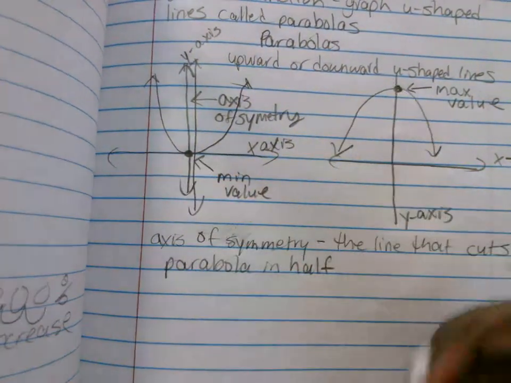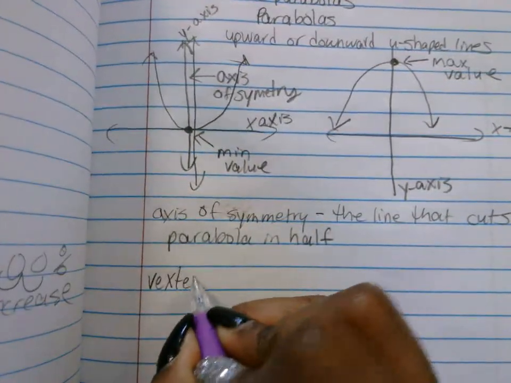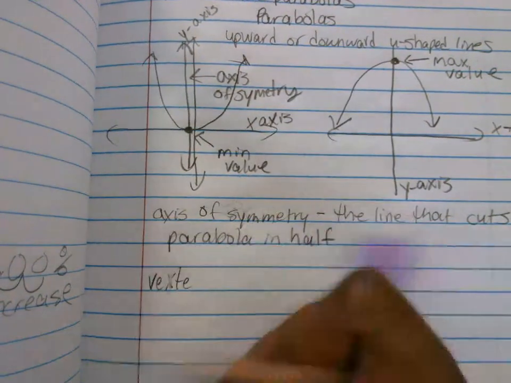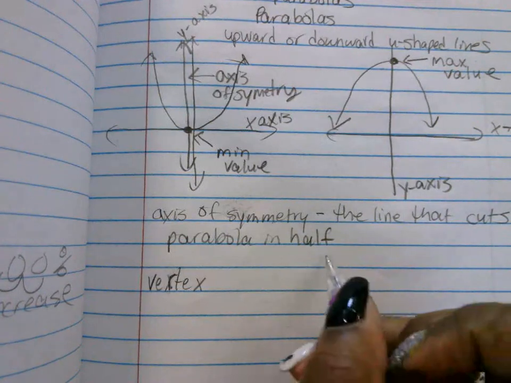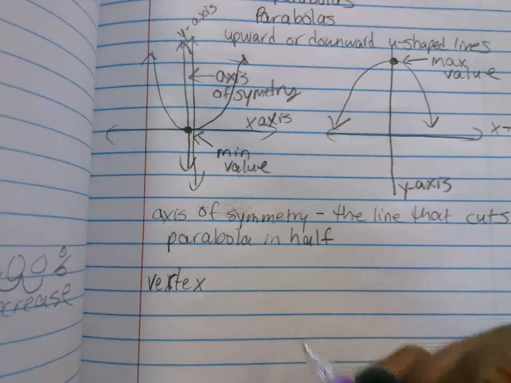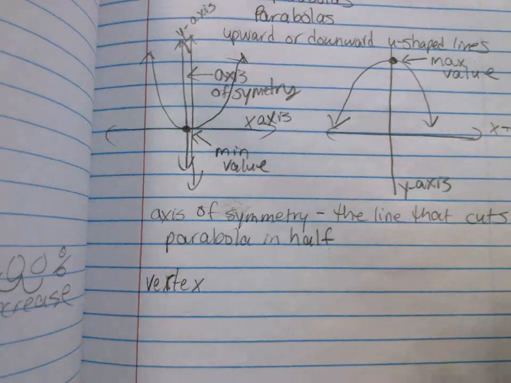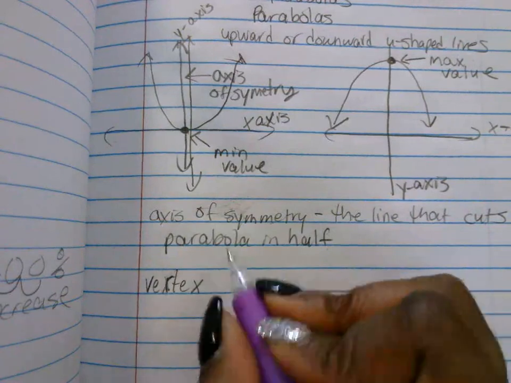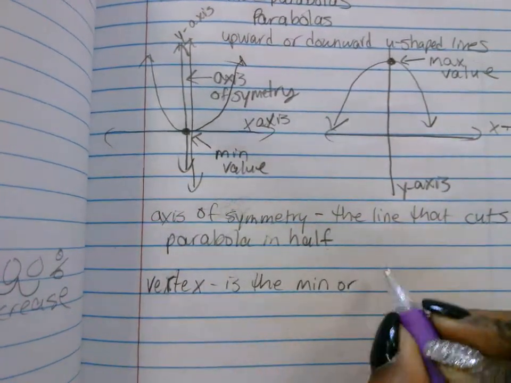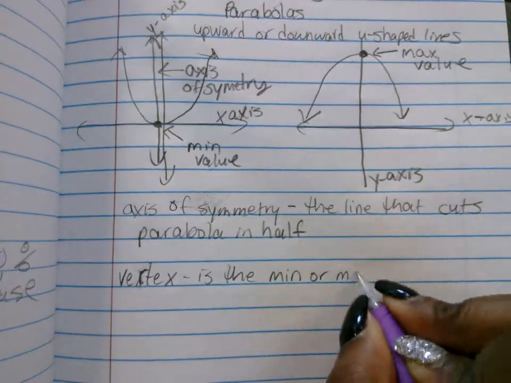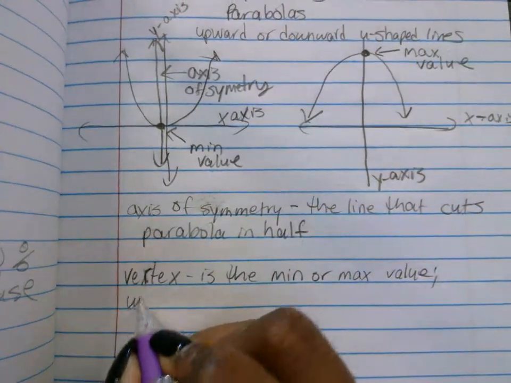The vertex is the minimum or maximum value or ordered pair. The minimum or maximum ordered pair. So vertex. The vertex is the minimum or maximum value. It's written as an ordered pair.